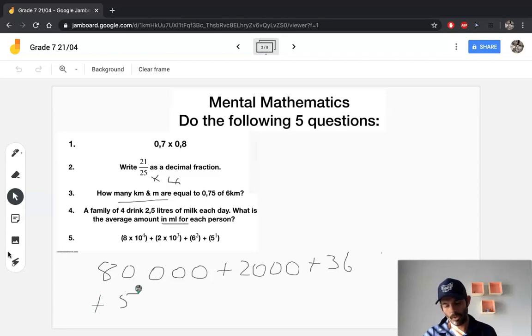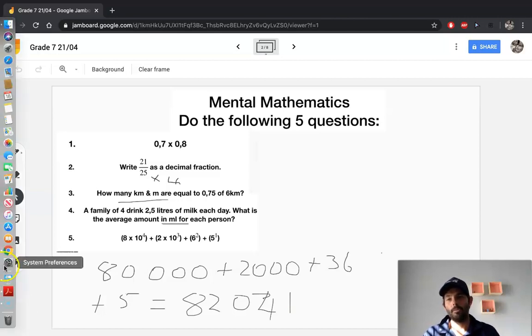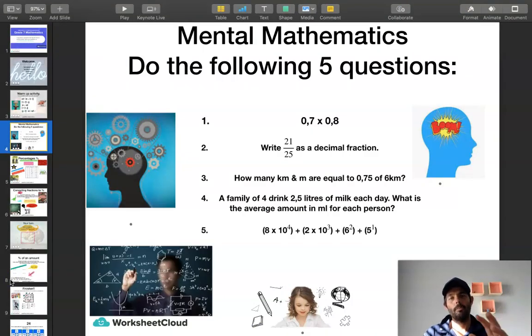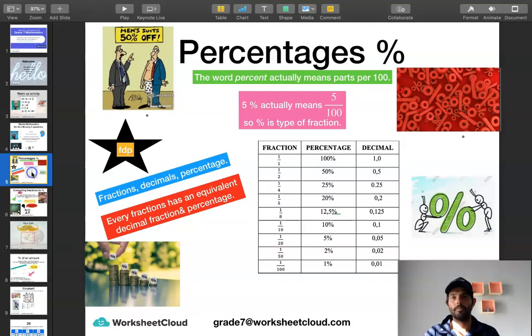And if we put those all together, we get 82,041. Okay, right, well done if you remembered those past principles. Go back and have a look at the lessons if you struggled through any questions.